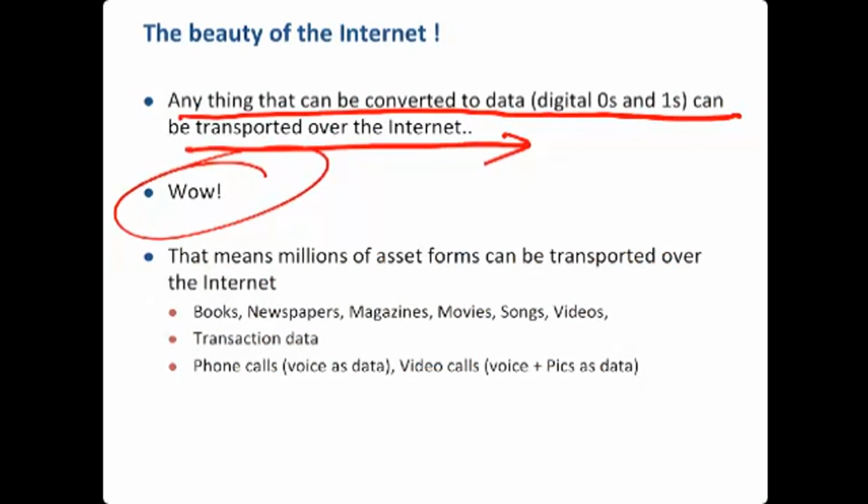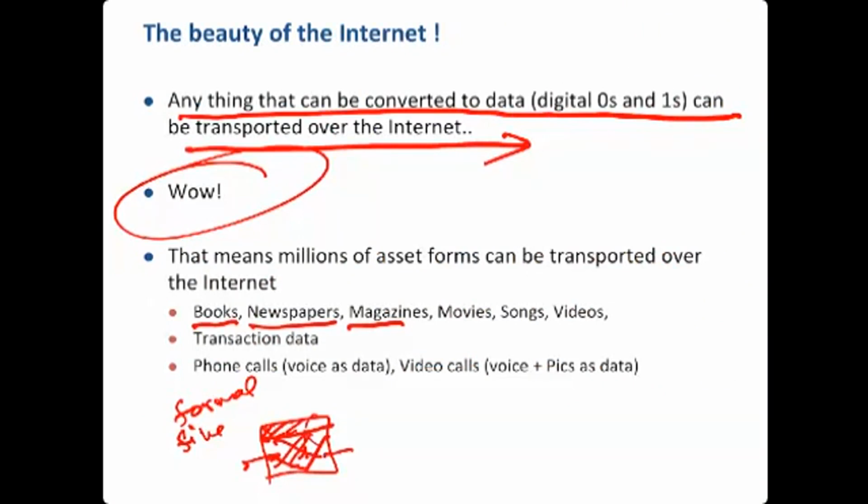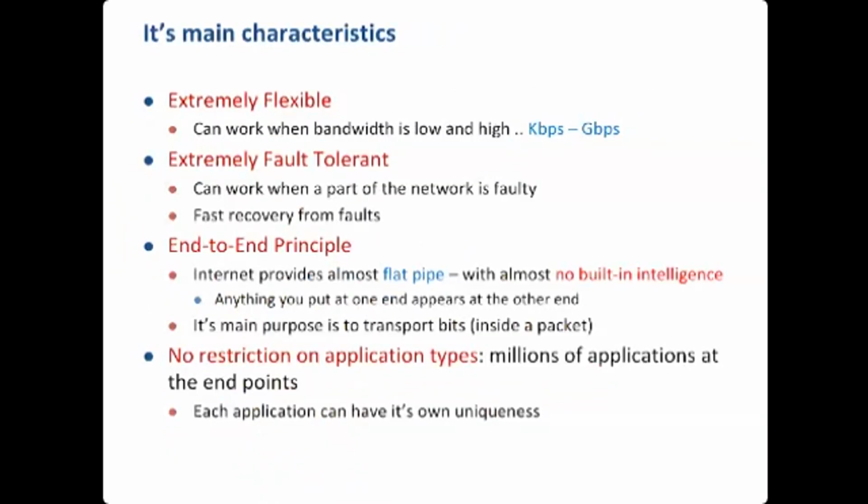Now you can say that I can convert my book into zeros and ones, I can convert a newspaper into zeros and ones using some format, right? Even files have some format, some metadata, and the metadata tells how to interpret what these zeros and ones contain, like a pic or movie or whatever. It can be anything now. It can be a phone call, video call, transaction data, and so on, right? So now its characteristic is that since it sends only packets, it's extremely flexible.